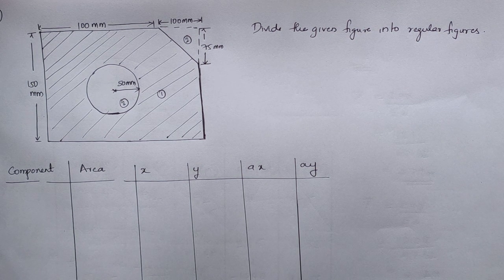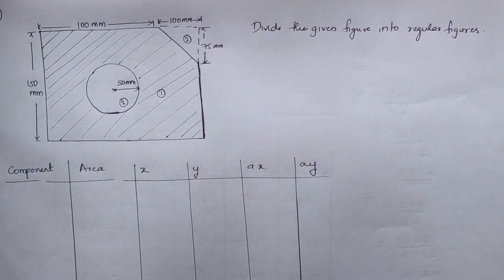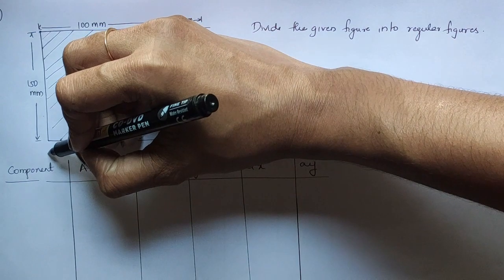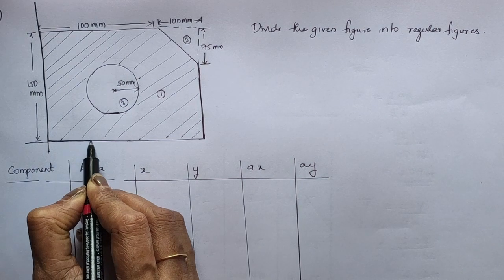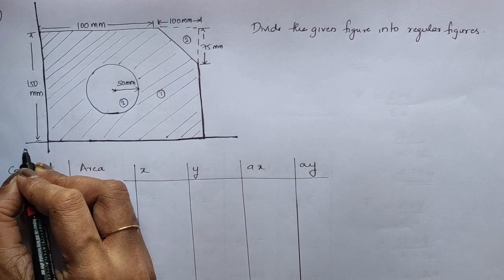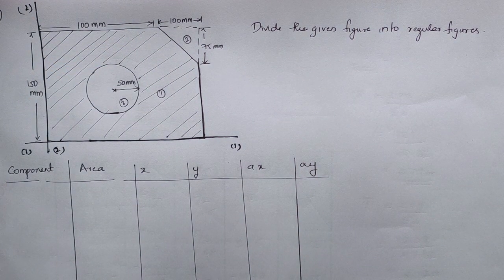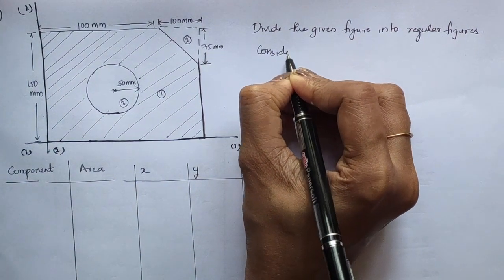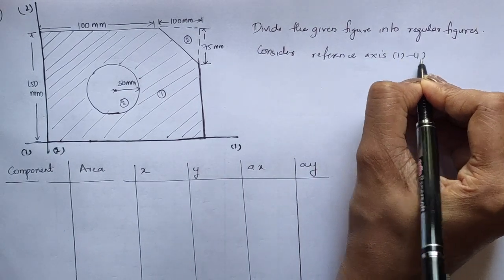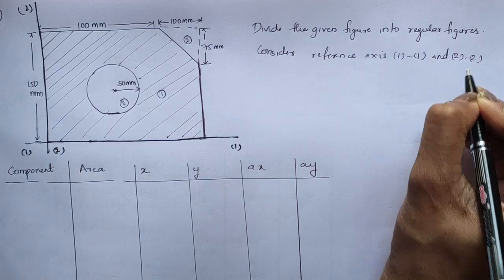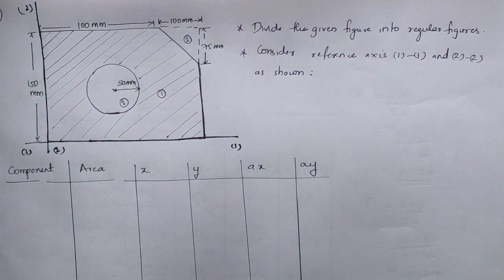Then next thing what you need to do is select the reference axis. So I'm going to select the reference axis here, as you can see. So this will be my first reference axis and this will be my second reference axis. I'll be naming it as 1 1 and 2 2. So you can write to the next step, consider reference axis 1 1 and 2 2 as shown. These are the two steps you need to write in the beginning.